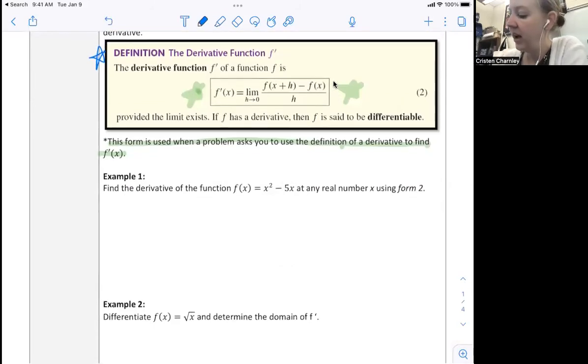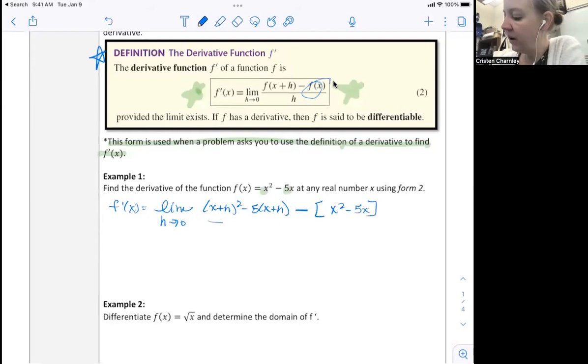So f prime of x is the limit as h approaches 0, f of x plus h. So right away, I'm going to take that x plus h and put it in for both x's. So x plus h squared minus 5 times x plus h minus, now the f of x piece, that's just the original function, x squared minus 5x. And all of this is over h. So what do we do at this point? How do we clean this up?